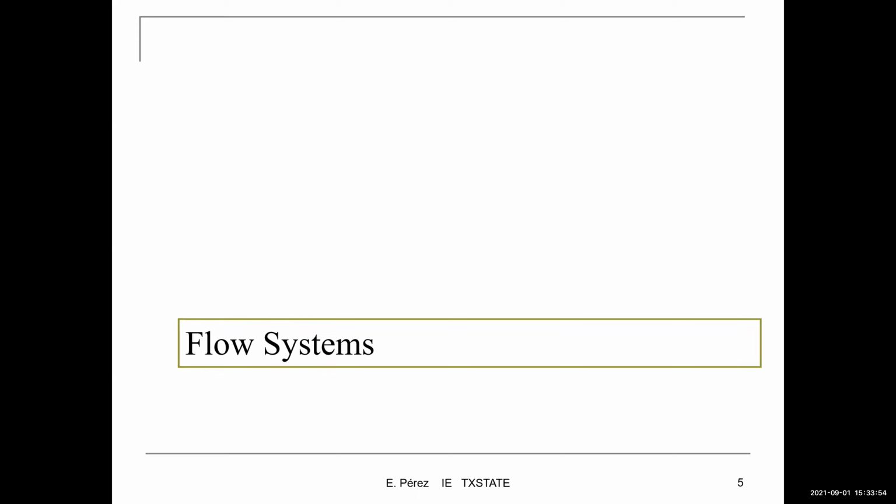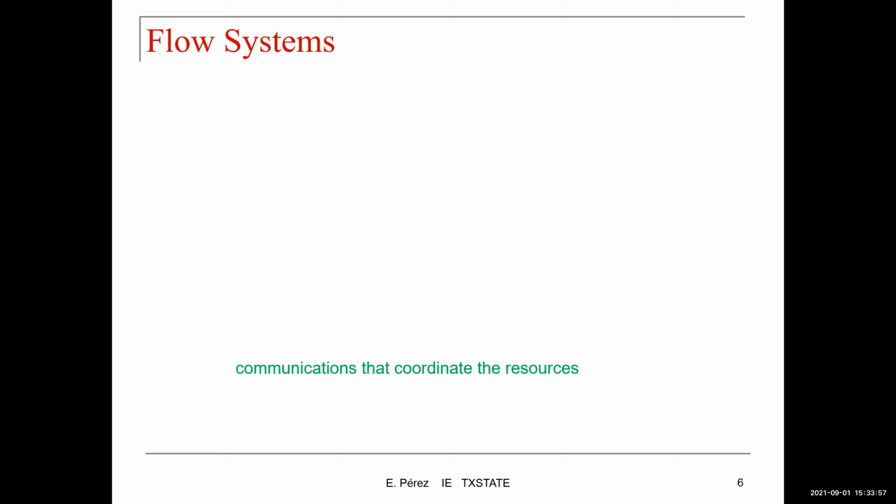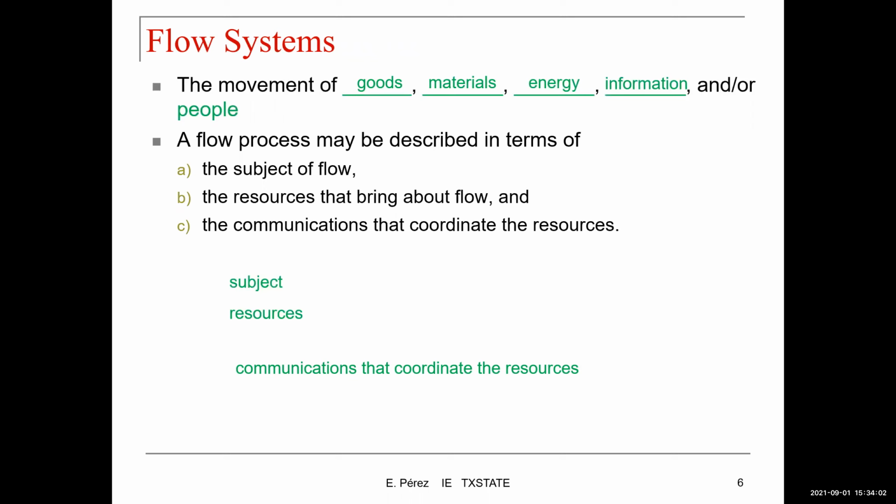So let's talk about flow systems. A flow system is the movement of goods, materials, energy, information, and/or people. It could be any of these different types of goods, information, materials, or people. So it's not just constrained to products. That's what we are trying to say.